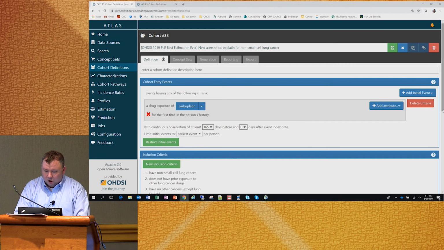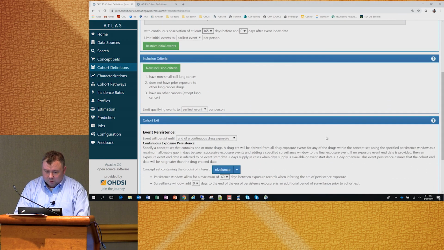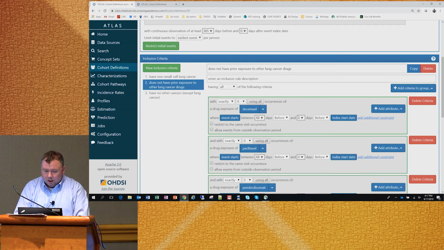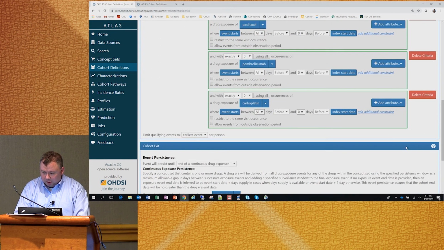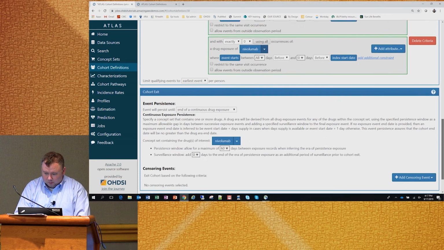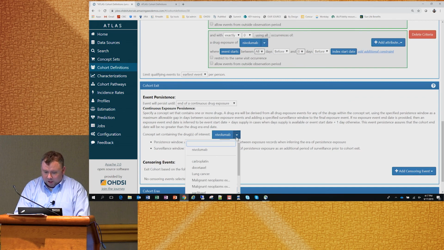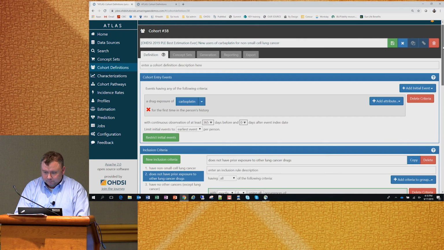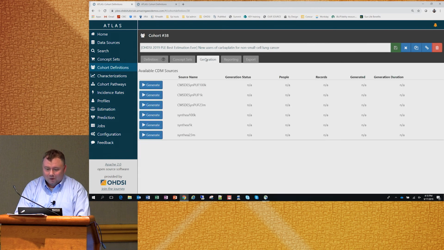I'm going to select carboplatin as my target, as my index drug. Remember that I said no prior exposure to other things, so I'm going to have to swap out carboplatin here with nivolumab. And my exit criteria, they're going to stay on this cohort as long as they stay on carboplatin. So that was less than 60 seconds, and we just created a comparator cohort.